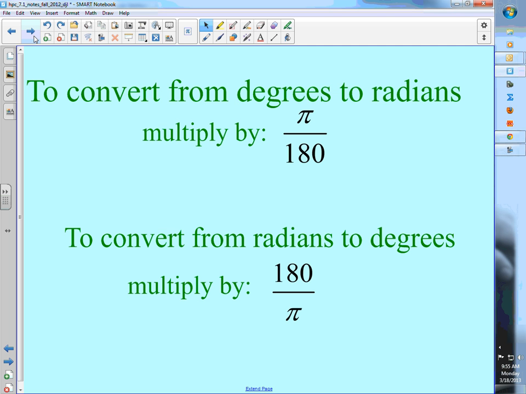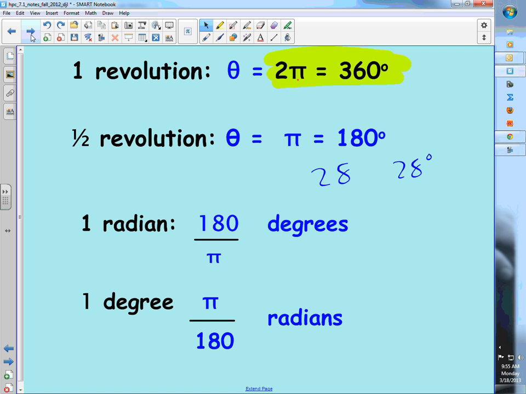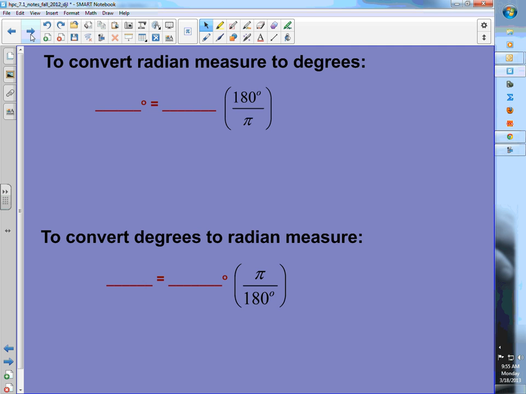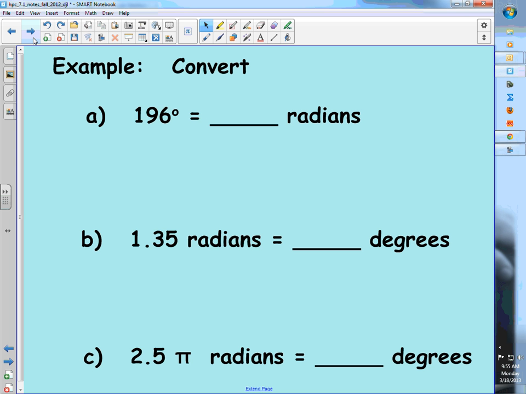So from degrees to radians, radians to degrees. Make sure your answers are notated correctly. If you write 28, that means 28 radians. If you write 28 with a degree symbol, that means 28 degrees. So be very specific. See if you can convert these three. Convert degrees to radians and radians to degrees.